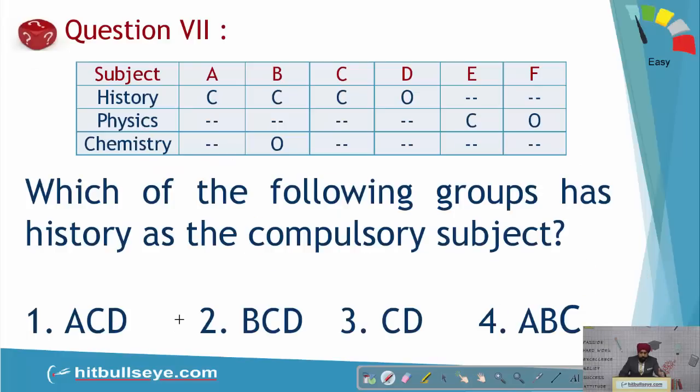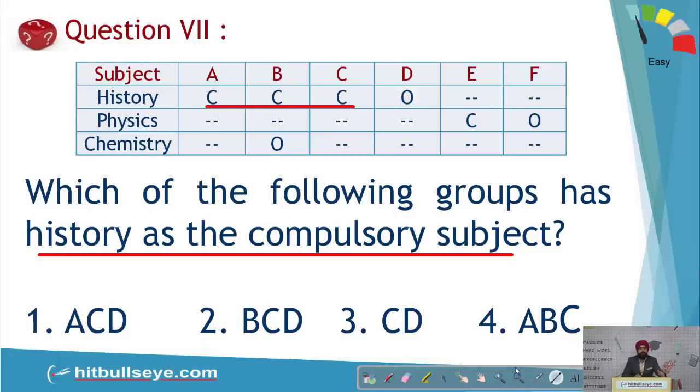Similarly, students, which group has history as the compulsory subject? Now you can see we have the limited data over here. History you can see here, and then the compulsory subject, students, you can see the 3 people A, B and C are taking history as the compulsory subject. So the fourth option becomes your answer.